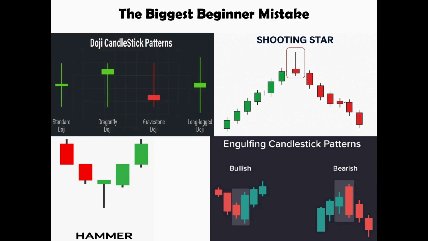Imagine someone says the word "run." Without context, you don't know whether they're talking about a race, escaping danger, or running a business. Candlesticks are similar. The pattern may be the same, but its meaning depends on where it appears.